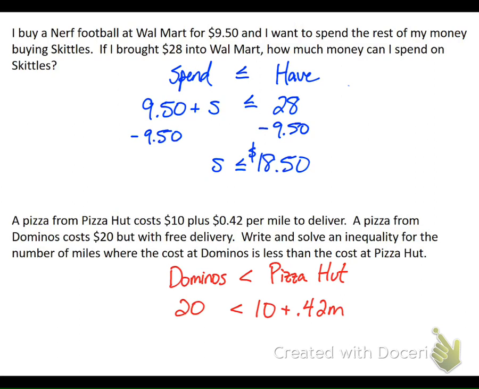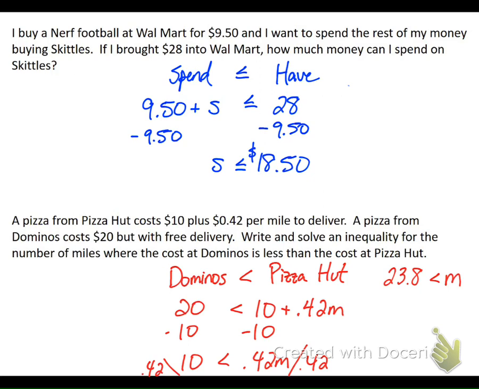So when I solve my equation, I subtract that 10 to the other side, get 10 is less than 0.42m. Then I can divide both sides by 0.42. So I get 10 divided by 0.42. And that gives me 23.8. So Domino's will be less than Pizza Hut when my miles are bigger than 23.8.